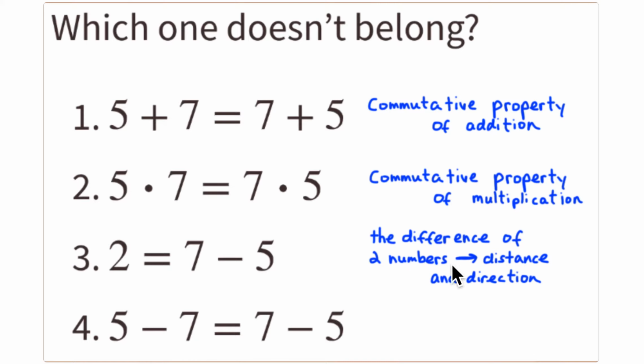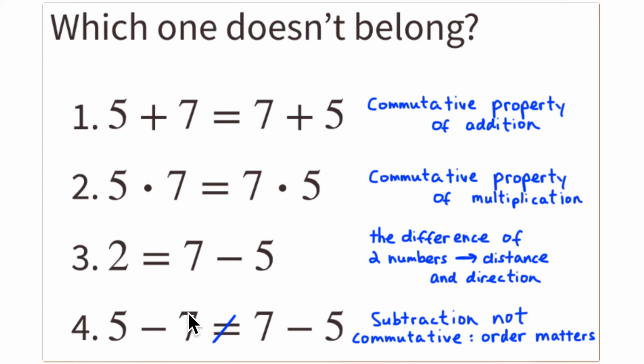So how do you calculate the difference between two numbers? The difference of two numbers has a distance between the two numbers and a direction between those two numbers. And finally, subtraction is not commutative. You don't get the same answer if you change the order. You do get the same absolute value. So 5 is 2 units away from 7, and 7 is 2 units away from 5. But in this case, the answer is -2, and in this case, the answer is +2. We'll go over these in some detail.